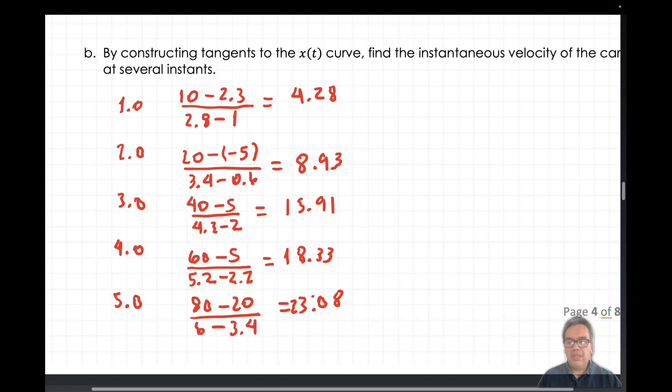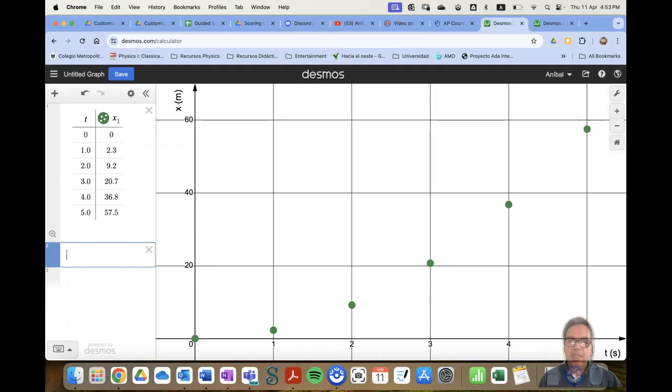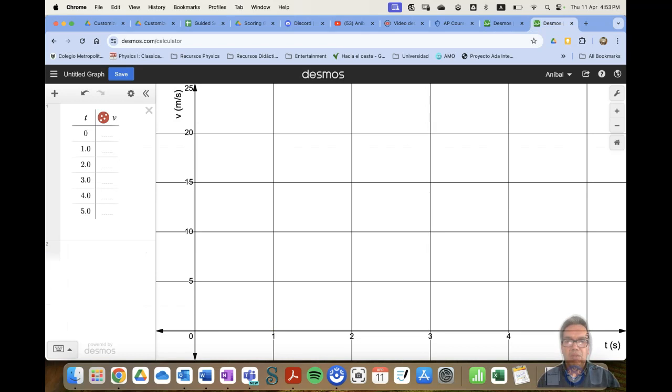So first, let's look at it from a technological point of view. So I have a 0 here, and then the second one is 4.28, and the third one is 8.93.